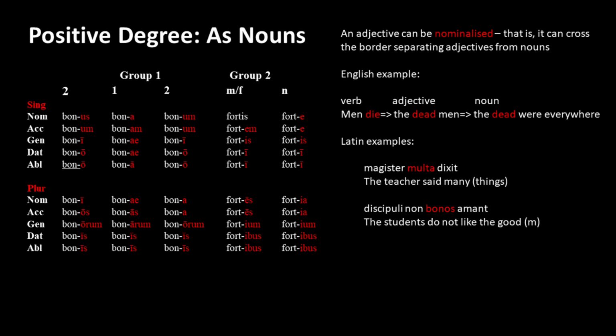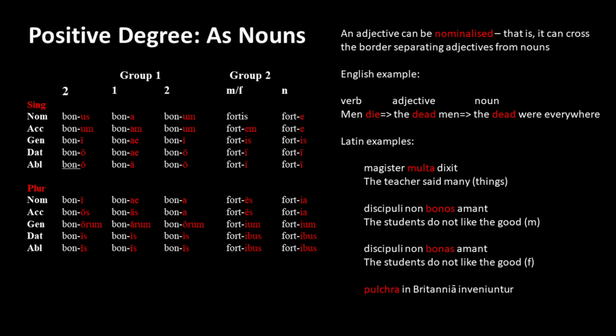Now that's masculine, isn't it? That's an accusative masculine plural. What it means is, the students do not like good men. If you want to say the students do not like good women, you change the adjective. You change it from accusative masculine plural to accusative feminine plural. Discipuli non bonas amant. The students do not like good women. Or here's a good one. An entirely true statement. Pulchra in Britannia inveniuntur. Beautiful things are found in Britain.